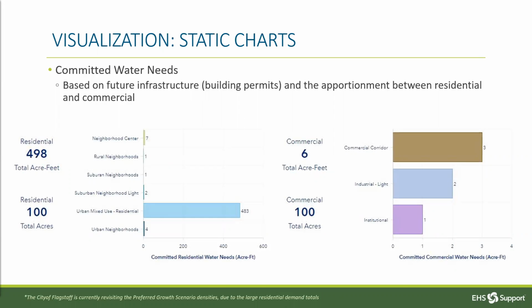We have also created a static chart for the committed water needs. These needs are based on future infrastructure and, again, the apportionment between residential and commercial. For the future infrastructure, we utilize Flagstaff's building permits. So if the parcel had an active building permit, it was added to the committed water needs. In addition to the total acre feet, we have also provided the total acreage of the properties on the left-hand side of your screen.